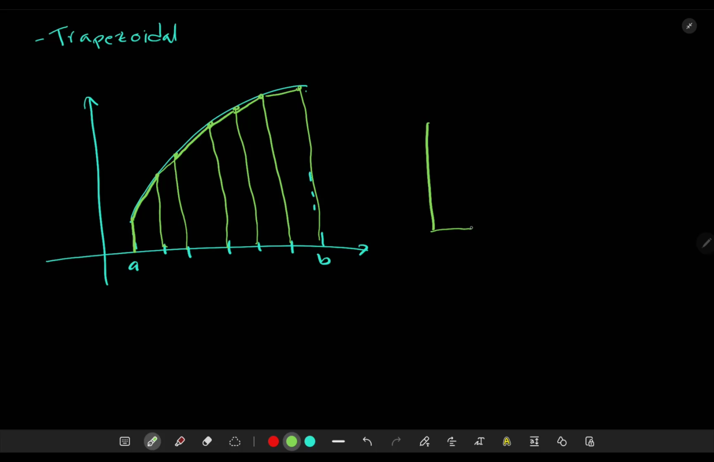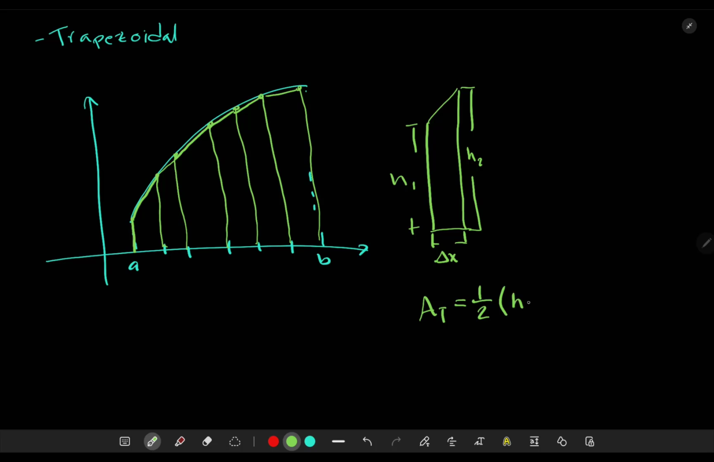So quickly, if you have a trapezoid of this form with height 1 and height 2, and a base that conspicuously is going to be called delta x, we have that the area of that trapezoid is going to be 1/2 of the sum of the heights, so the average of the heights, or arithmetic mean, I suppose, times delta x. So base times the average of the heights. That would give you right there the area of the trapezoid.